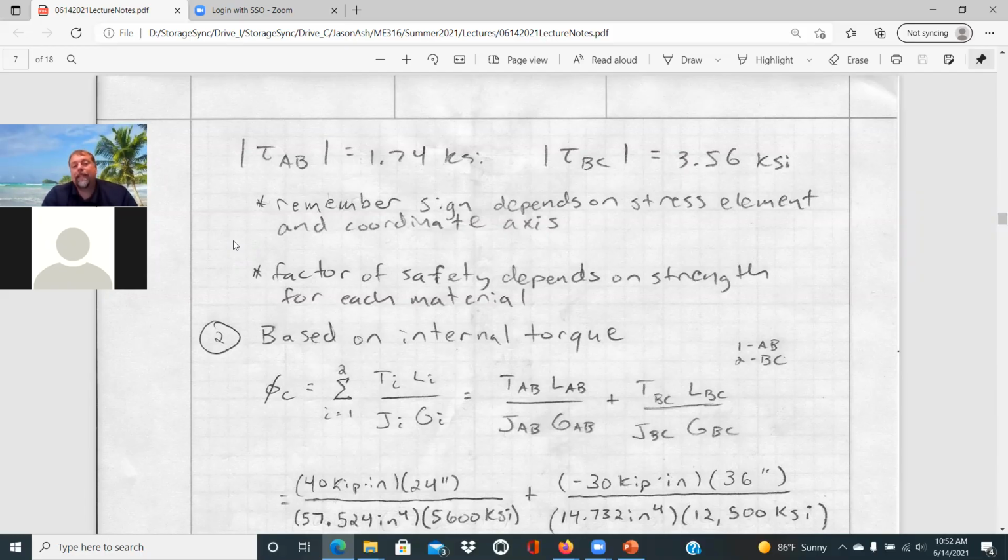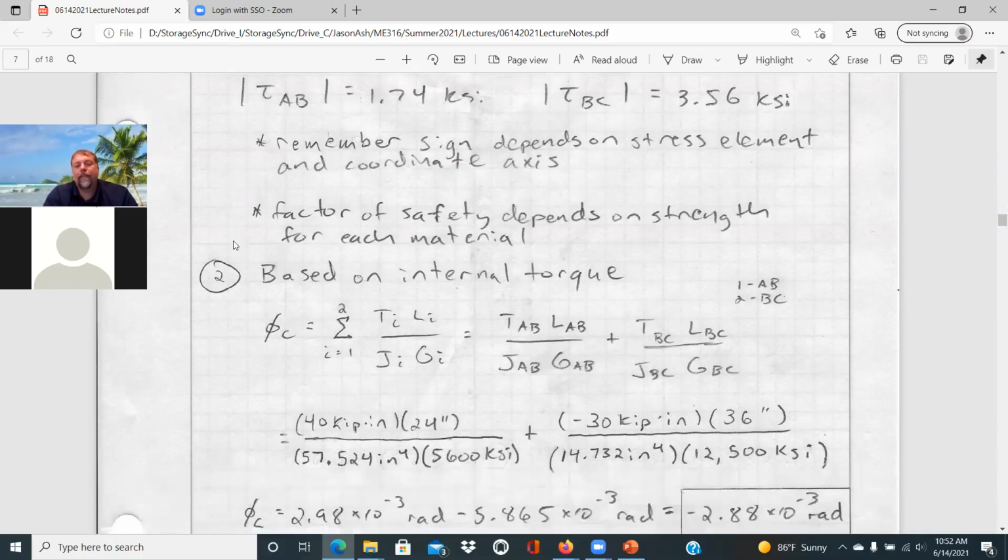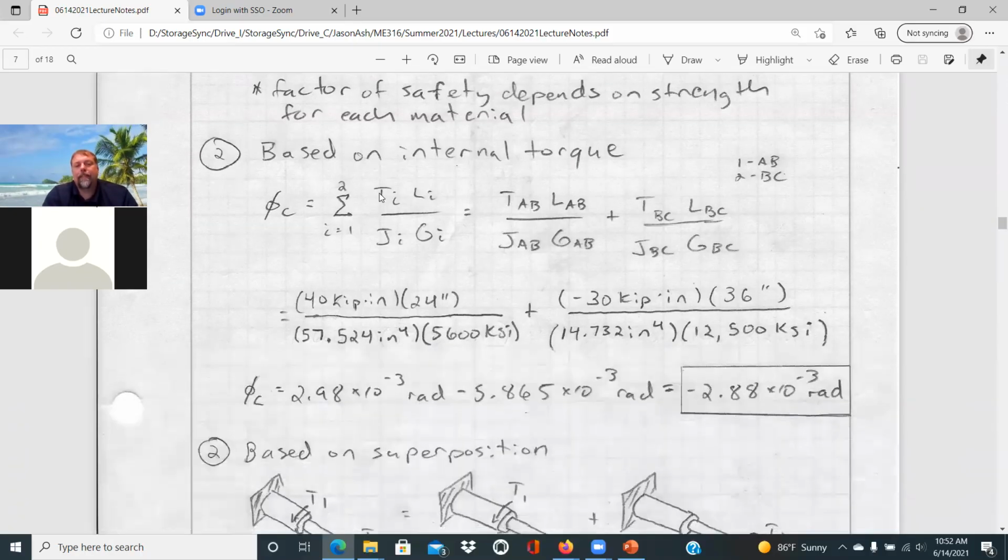But that's stress. The next thing was figuring out what the displacement of C was relative to A. And so that's just the sum of your TL over JG for both of those. And we'll do that based on the internal torque first. We found the internal torque was 40 kip inch and a minus 30 kip inch. So to do this properly, we do have to keep track of the signs for that angle of twist calculation.